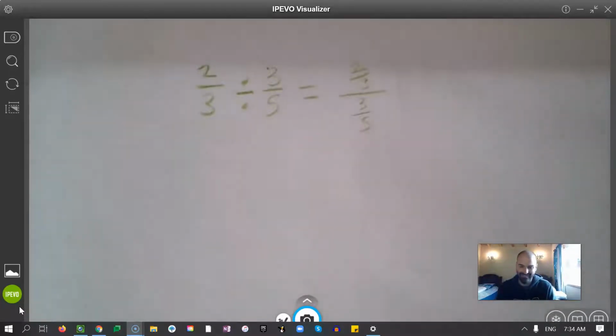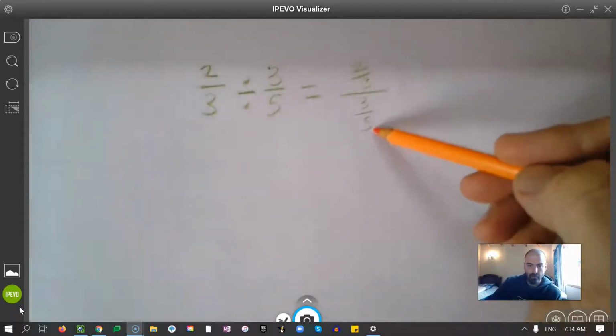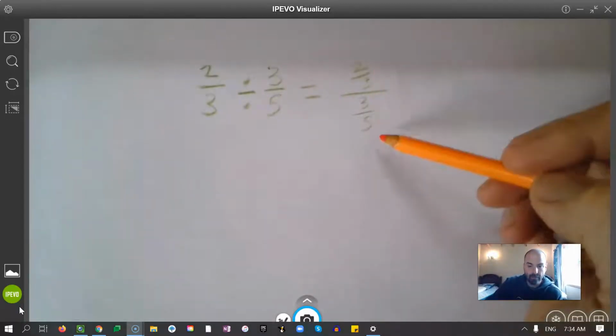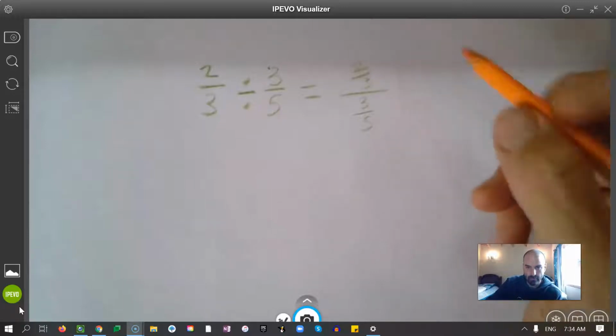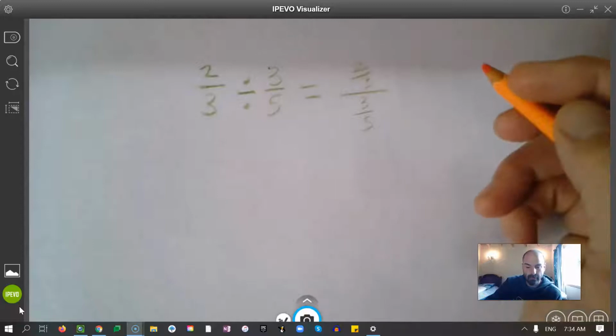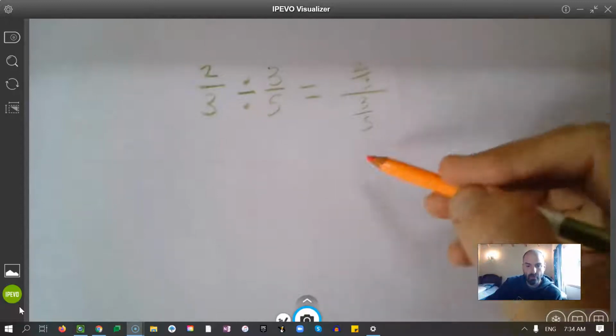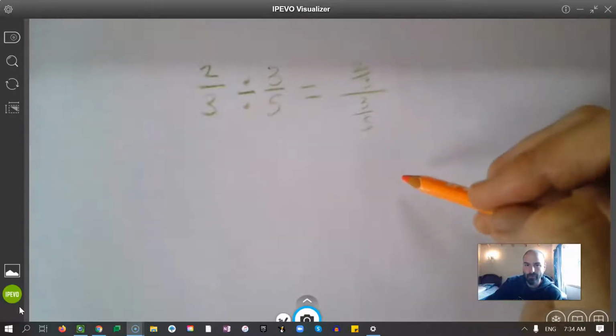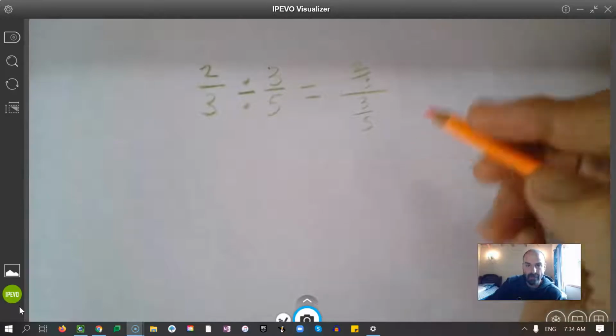Now, that's not an answer. That doesn't make any sense, right? We can't really know what that is. So what do we do? What can we do in order to remove the denominators from each of these? We can multiply the whole thing by a couple different fractions.